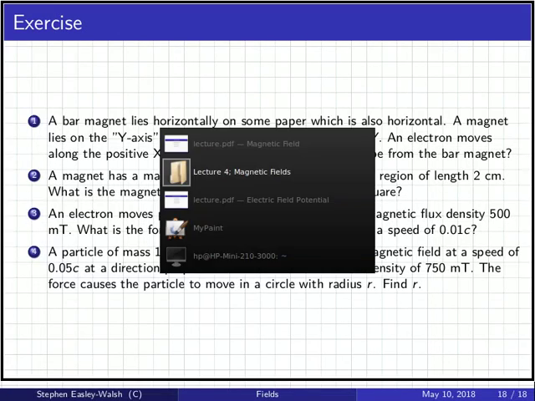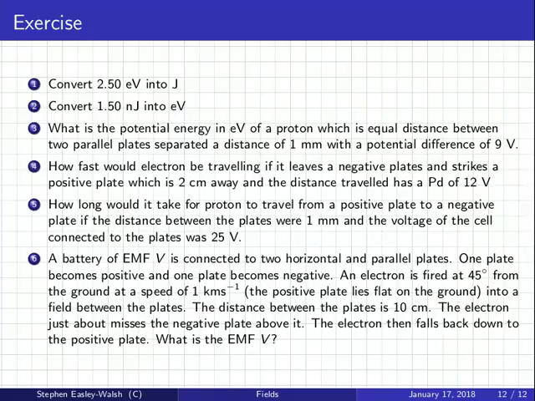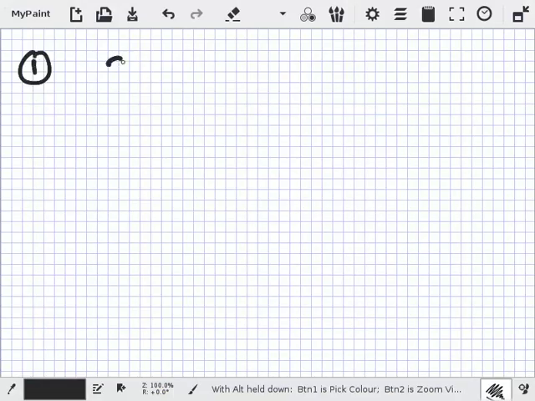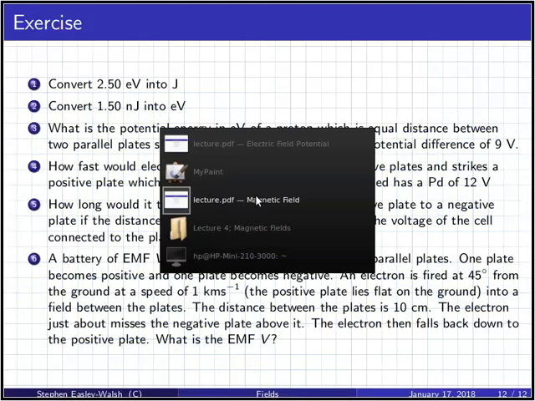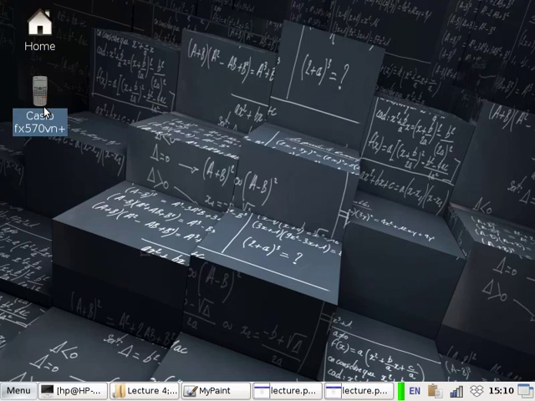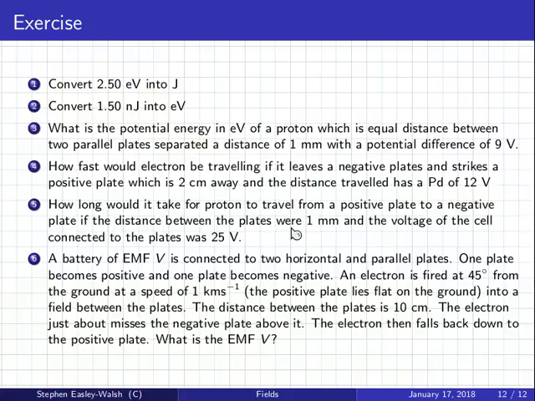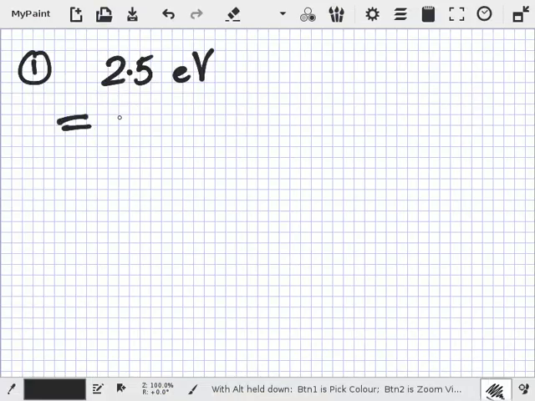Okay, so let's start with this one. Convert 2.5 electron volts into joules. So question 1, 2.5 electron volts equals, open up the calculator. It'll be 2.5 times E joules, which is going to be some numbers. What is it? 4.0.